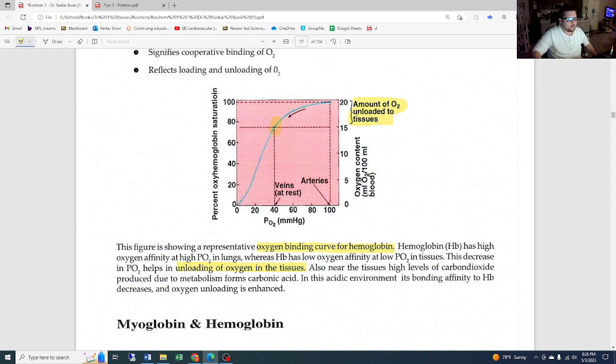Also, near the tissues, a high level of carbon dioxide produced due to metabolism forms carbonic acid. So our high carbon dioxide forms carbonic acid. And in the acidic environment, so we talk about pH, when we have an increase in acid, more acid means more hydrogen. Higher hydrogen means lower pH. So we end up with a lower pH. So the binding affinity, or what it wants to bind to hemoglobin, decreases, and oxygen unloading is enhanced.